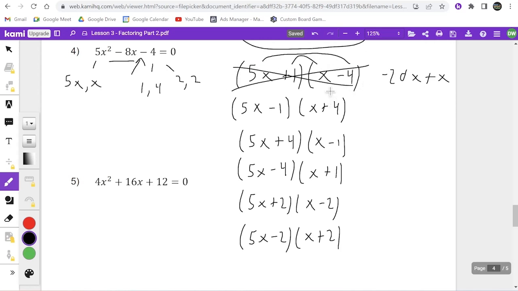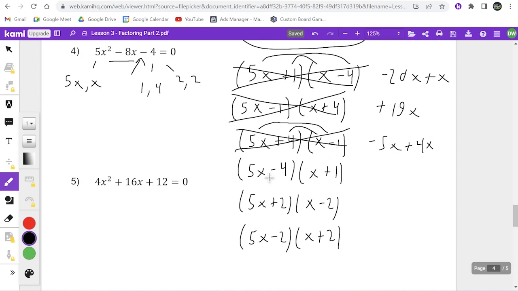So that one's wrong. And remember what I said before, when I flip the signs, that just means I would have positive 19x instead of negative 19x. Still not what I want. I just eliminated 2 options. Fantastic. Next, I'm going to do these two. So 5x times negative 1 is negative 5x, and 4 times x is plus 4x. Notice that gets me negative 1x. Again, I wanted negative 8, so it's not this one. And it's also not the one below it because that's the same thing, but the signs are flipped, so I would get positive 1x instead. Again, not what I want, which means it must be one of the last two.